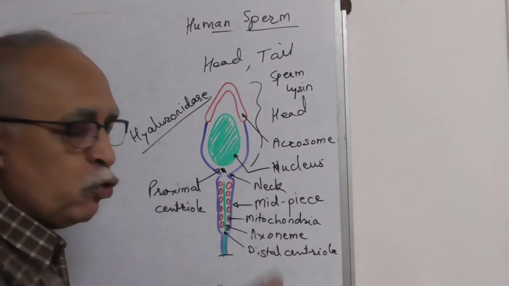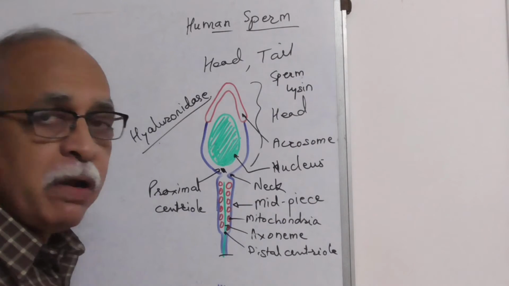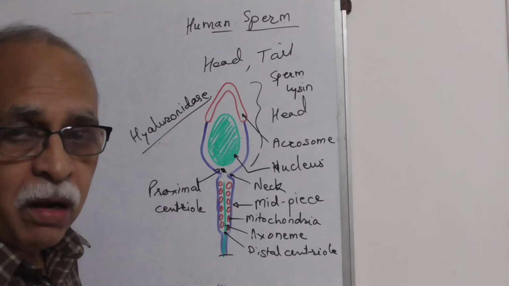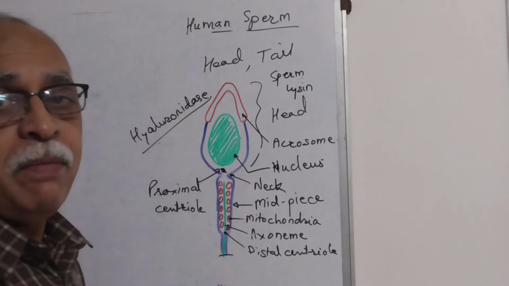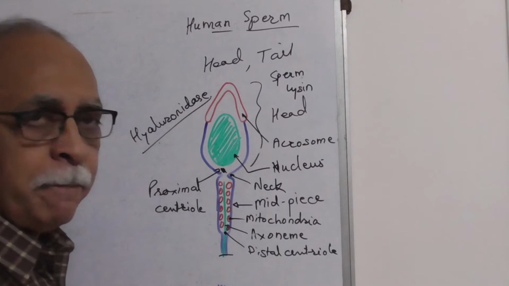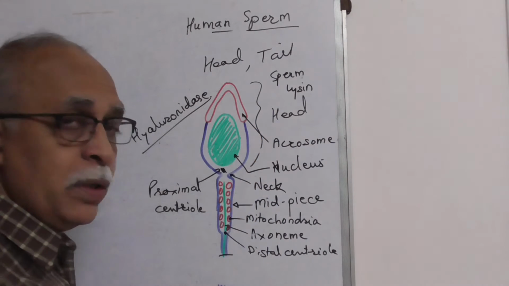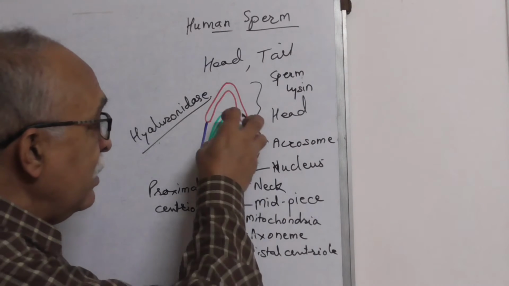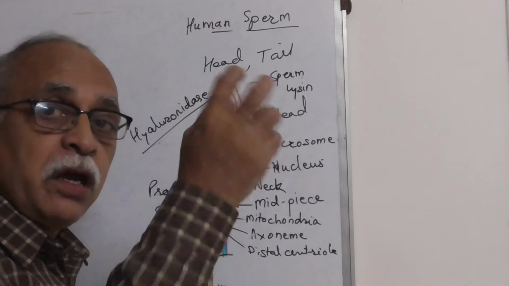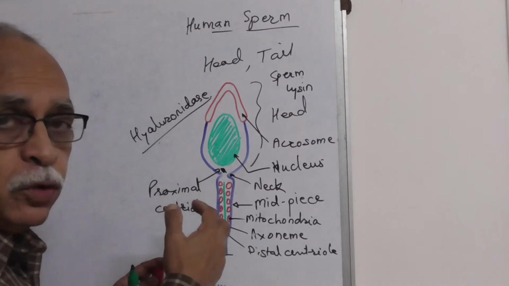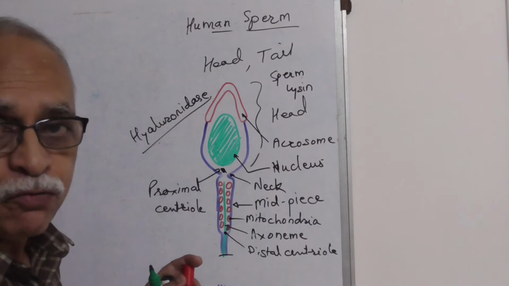So, acrosome or acrosomal cap is meant for releasing an enzyme, that is sperm lysine, which would help in entering the female gamete or the egg cell. That is how it happens. The nucleus is the haploid nucleus, which is responsible for carrying the male set of chromosomes into the female gamete, so that the zygote has half the chromosomes from female, half the chromosomes from male.